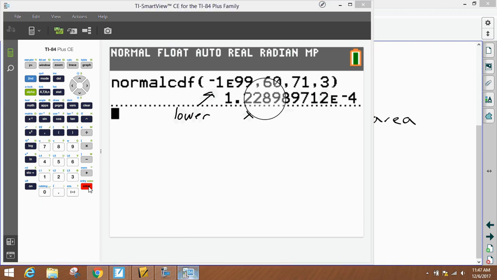And I get a very, very small number. This is approximately 0.1234, and then we can just go. So it turns out that if my standard deviation is only 3, it's actually highly unlikely that someone got a 60%.